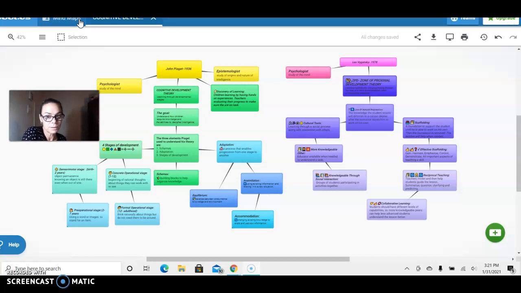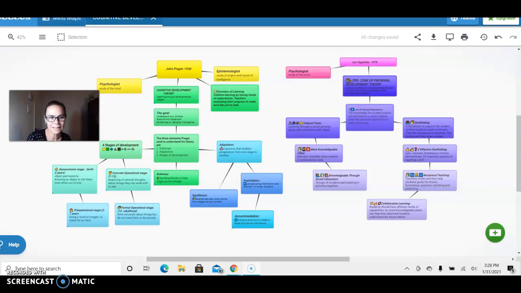The next part is knowledge through social interaction. And this is where groups of students participate in activities together. So students over here may know a lot more than the student that just began the subject. So they'll come in and help them learn and build up their knowledge. So that's what the two theories are.